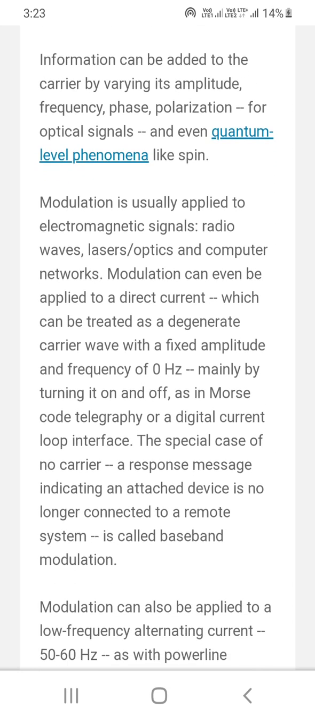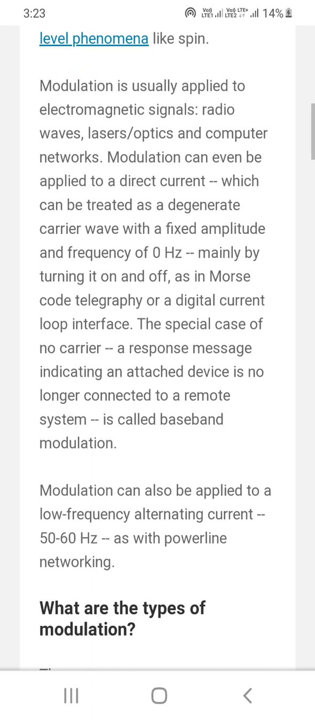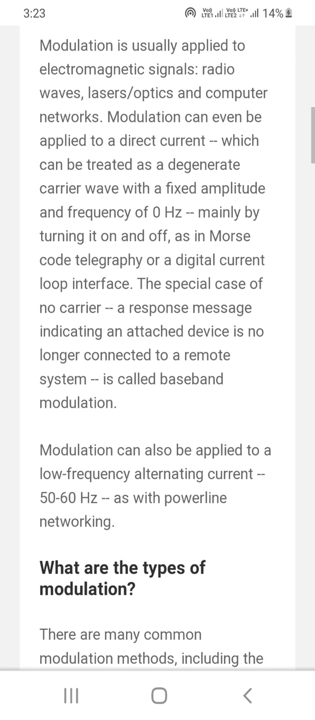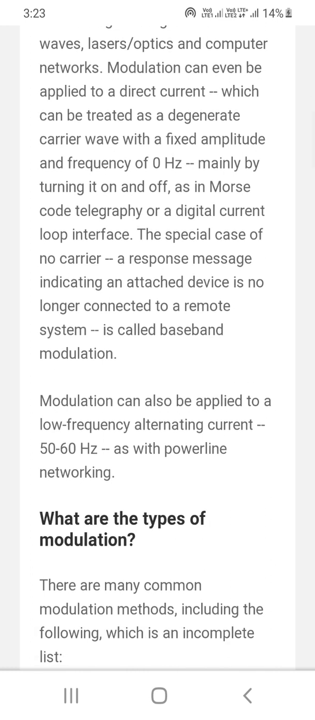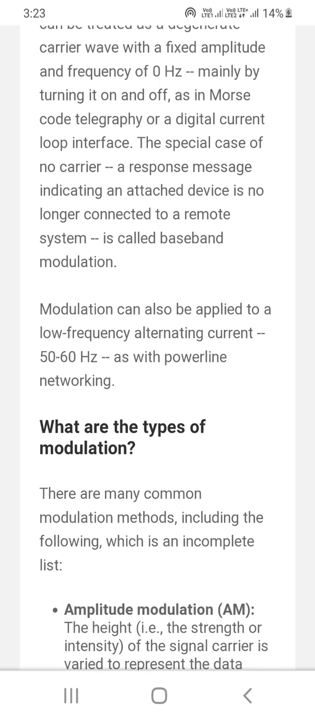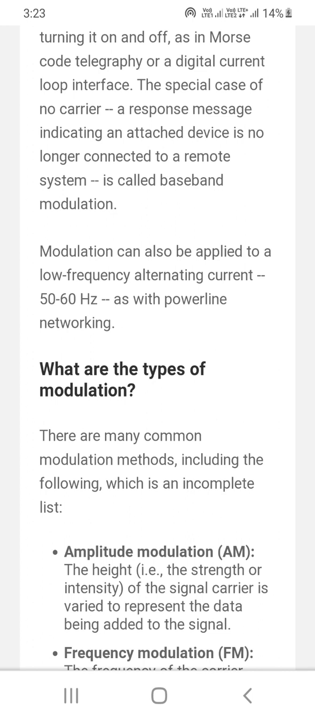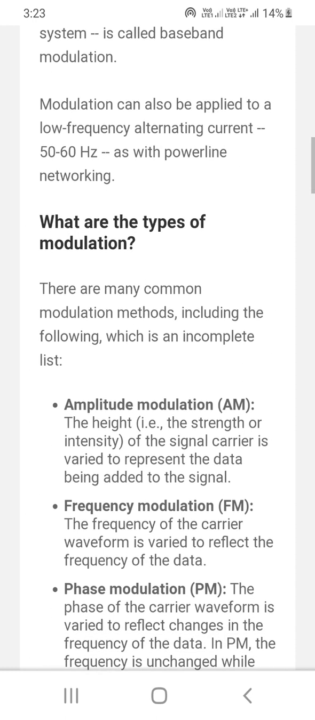Modulation is usually applied to electromagnetic signals, radio waves, lasers, optics, and computer networks. Modulation can even be applied to a direct current, which can be treated as a degenerate carrier wave with a fixed amplitude and frequency, mainly by coding telegraphy and digital current. No carrier response message encoding, where the attached device no longer connects to a remote system, is called baseband modulation. Modulation can also be applied to low frequency alternating current, 50 to 60 Hz, as with power line networking.